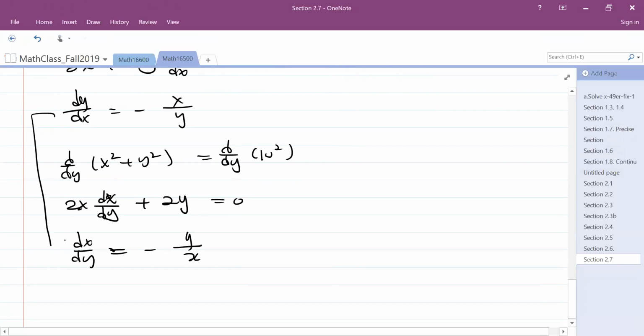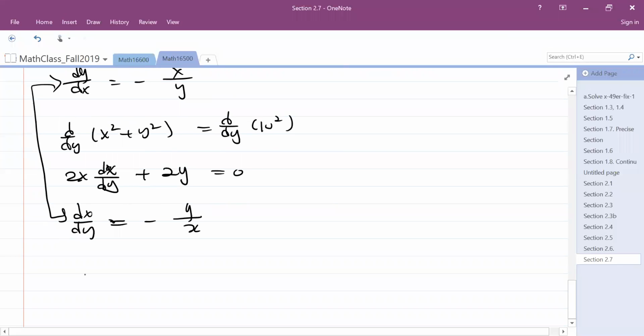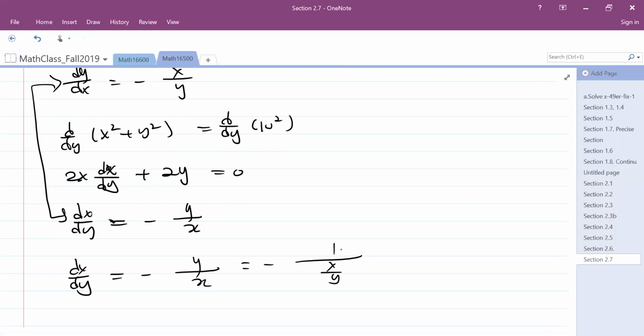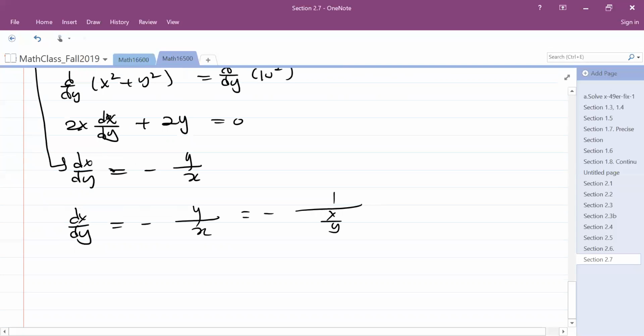You compare those two, and you find they're just the opposite of each other. x over y is the reciprocal of y over x. So dx/dy is going to be, first of all, negative y over x, and that is going to be negative 1 over dy/dx. So you can also get this identity directly.